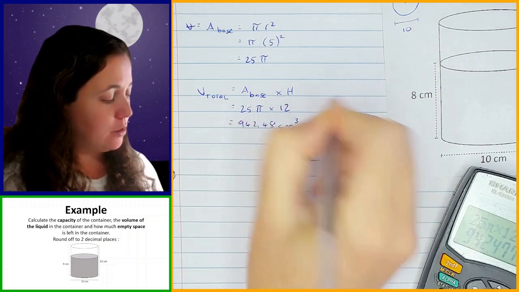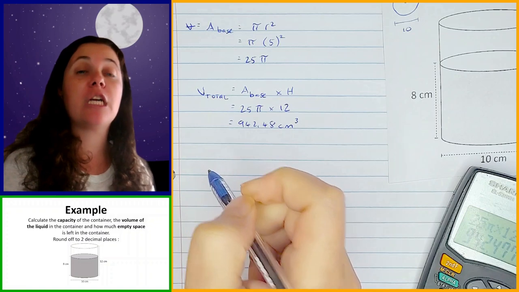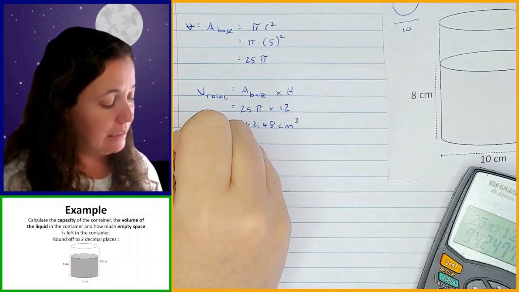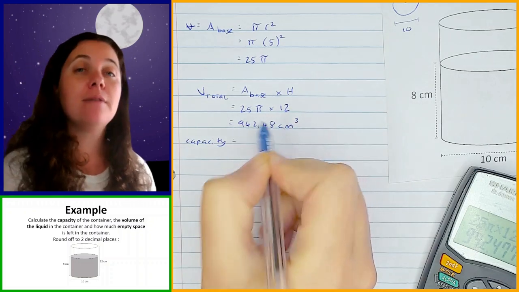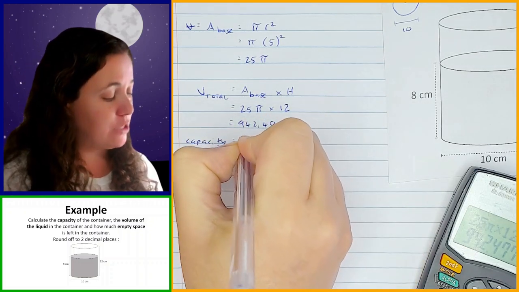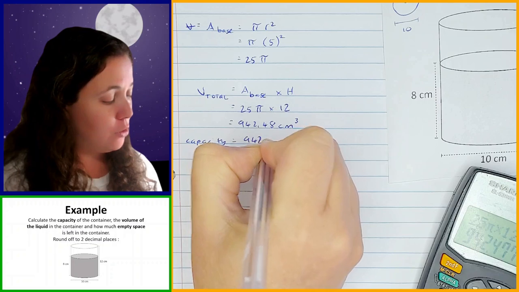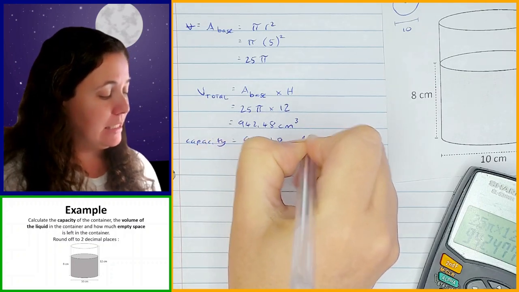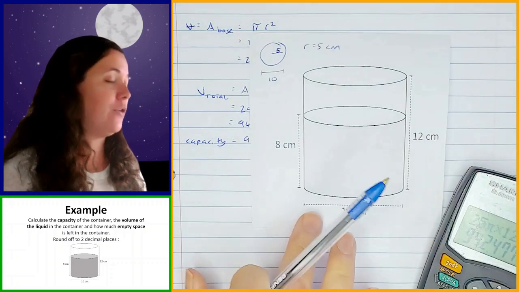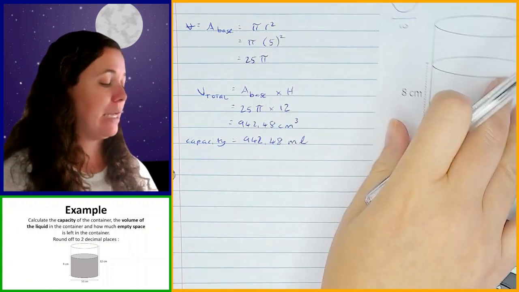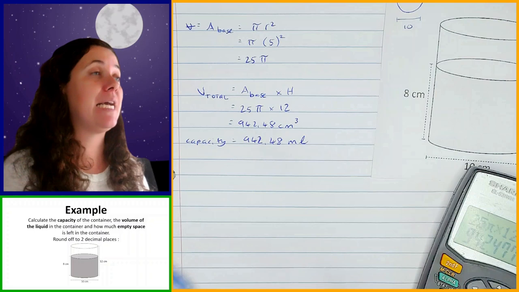Now we were asked to work out the capacity. So the capacity: centimeters cubed is the same as milliliters, so it's going to be the same, 942.48, but it's in milliliters. So the capacity of this container is 942.48 milliliters. Right, now let's have a look at the next part of the question.